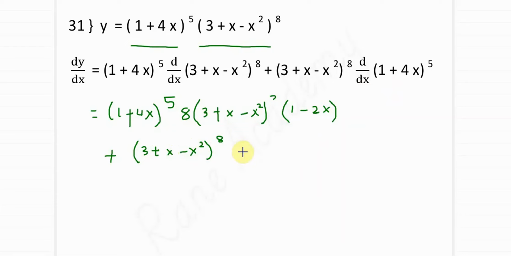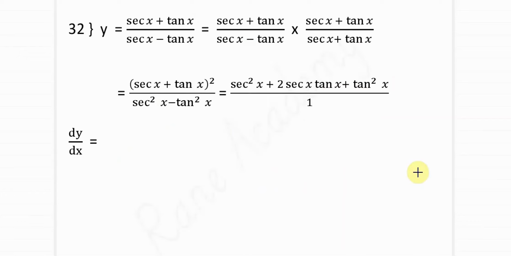So it is a power function, so we write 5, then 1 plus 4x whole raised to, power get reduced by 1, so we get 4, and now we differentiate 1 plus 4x. So 1 is a constant, derivative 0, and derivative of 4x is 4. So this is the required answer.